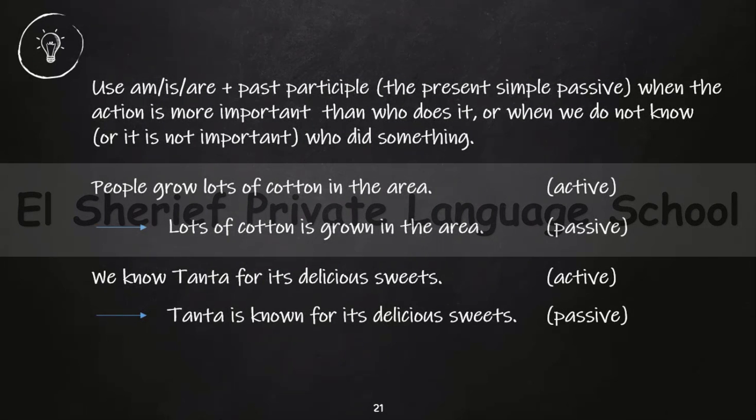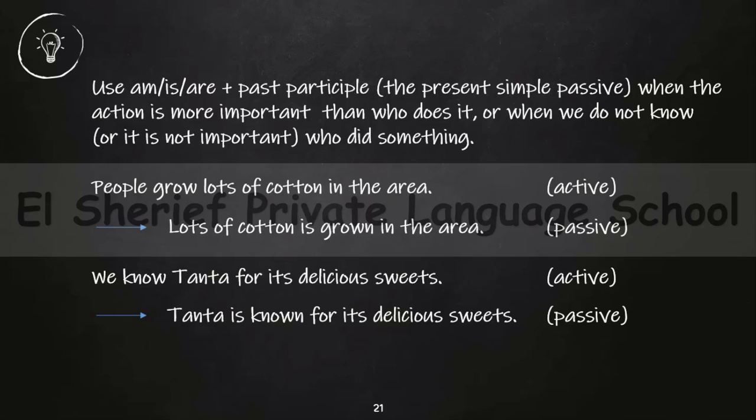we use am, is, are plus the past participle for the present simple passive when the action is more important than who does it. So here I am focusing just on the action, or when we do not know who did something. Let's see, people grow lots of cotton in the area. And here, because cotton is an uncountable noun, it will take is.